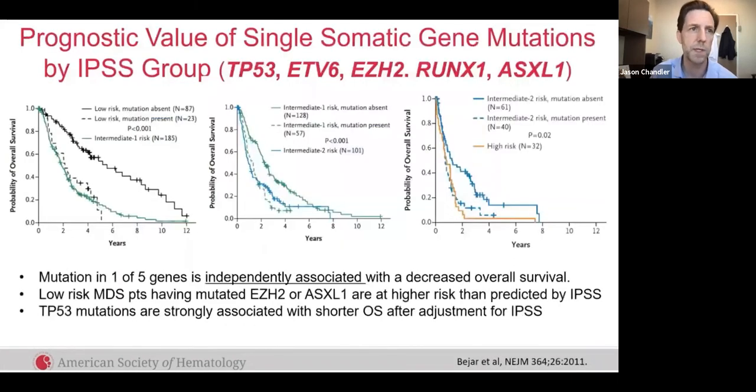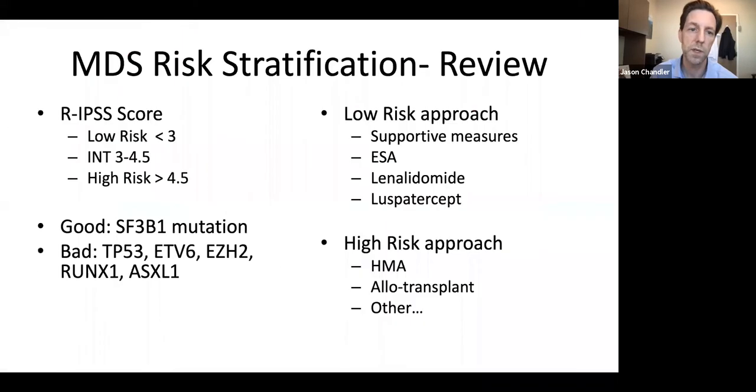So there are other mutations besides SF3B1, like TP53, ETV6. You can see all these, AXL, EZH2. So these are all negatively impacting mutations. So SF3B1 is good. These other ones are bad. And so even though they're not included in the revised IPSS risk stratification, there are other factors like these that might help us put people in different groups. So that's low risk MDS. We talked about the treatments there, supportive measures, lenalidomide, Luspatercept.